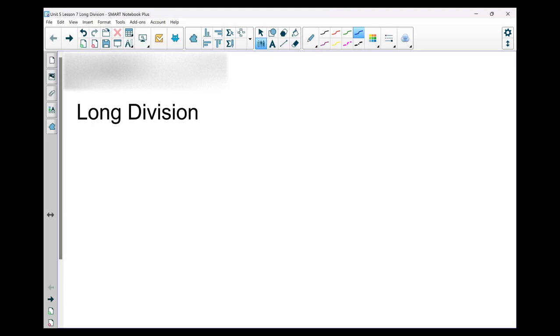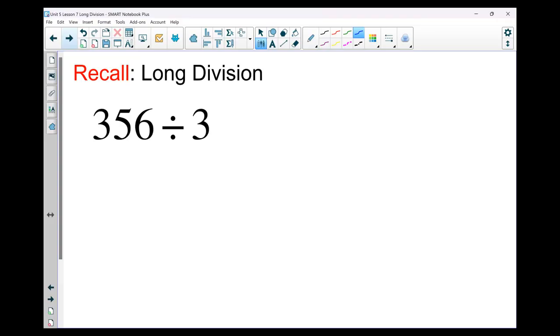One of the processes we need to learn in our journey to finding all roots of polynomials is long division. So let's just go back a few years and remember what long division is. If you're setting up long division from this division statement, 356 divided by 3, we start with this notation.